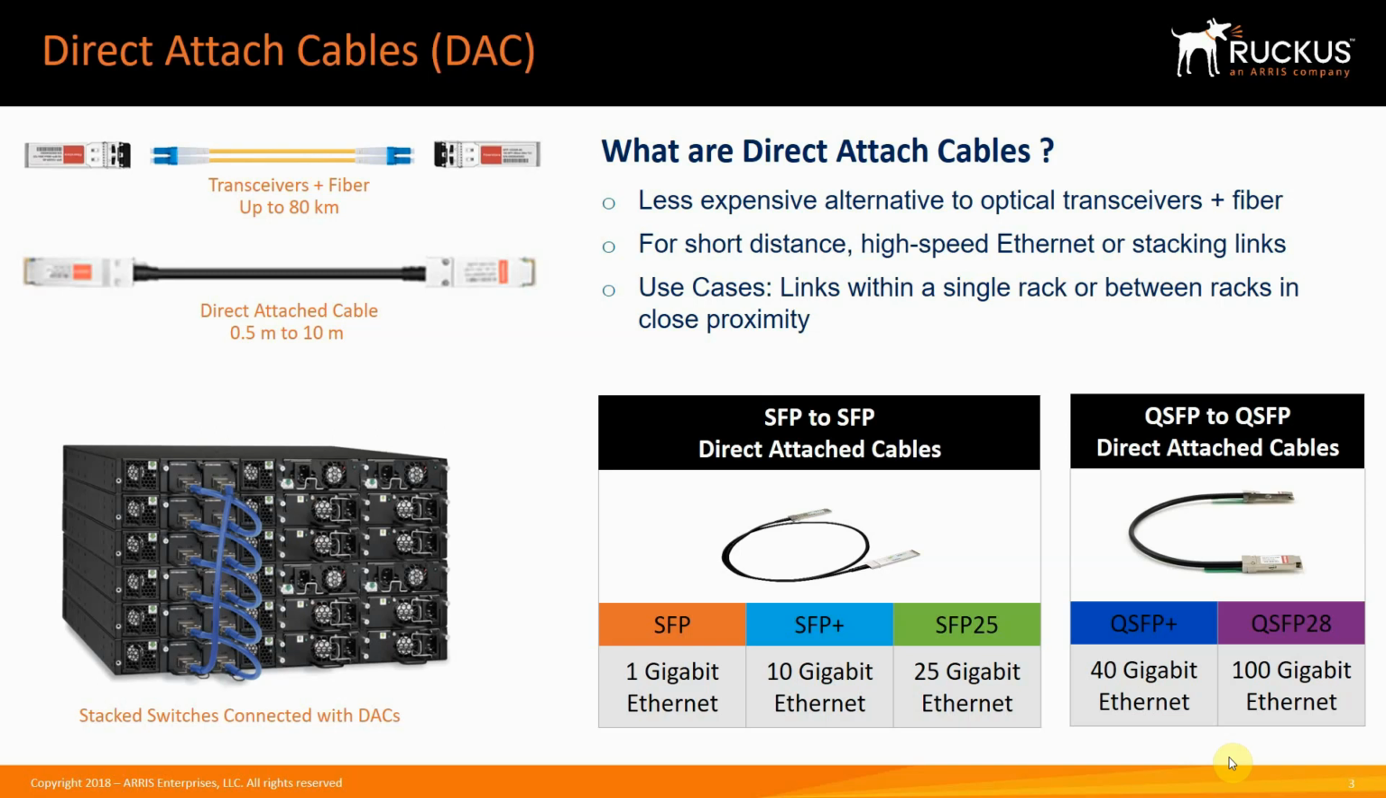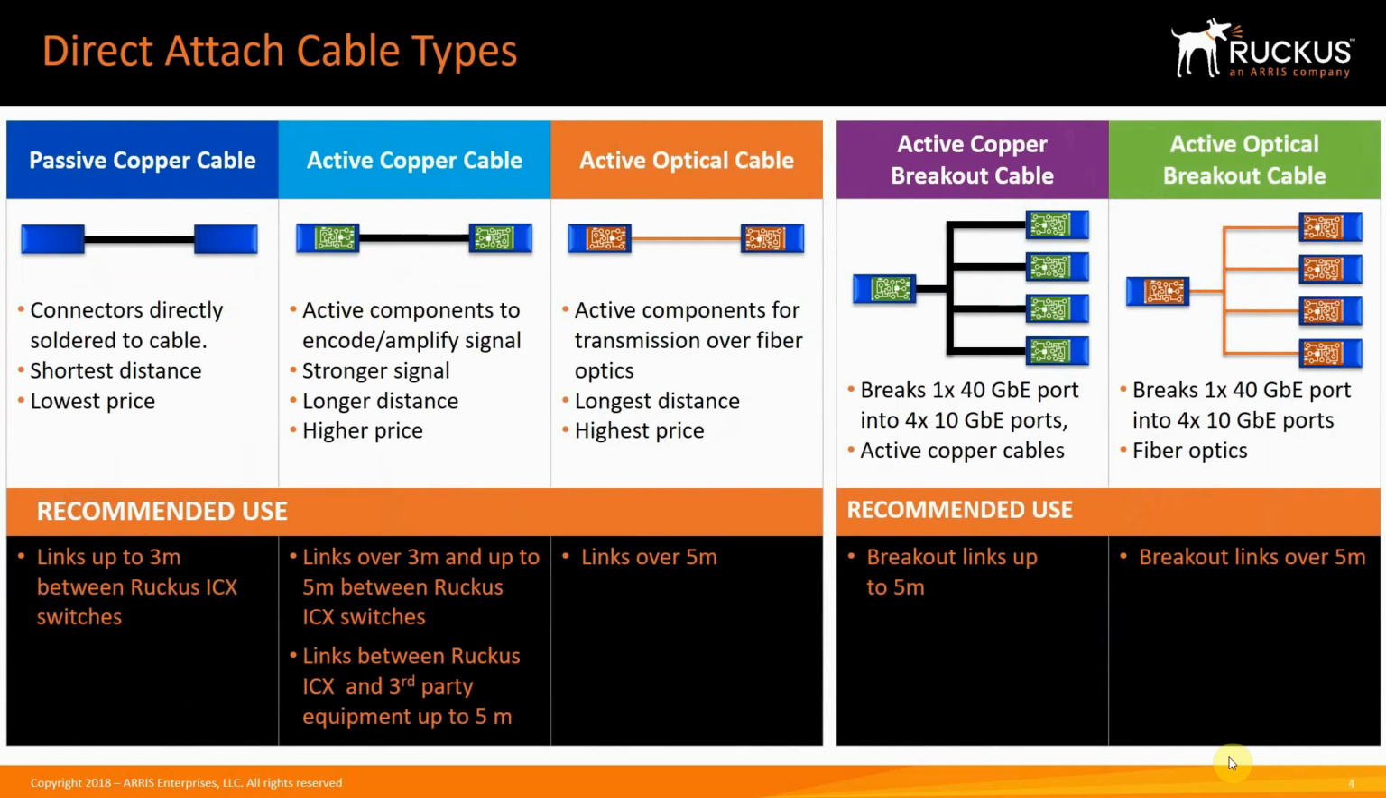With switches such as Ruckus ICX, which can stack on standard fiber ports, direct attached cables can be used as stacking cables. There are different types of direct attached cables to support a range of different deployment scenarios and use cases. Passive copper cables are the simplest of all. The transceiver-shaped connectors are directly soldered to the cables without any active component in the system. As a result, passive copper cables are the most affordable even though they offer the shortest distance.